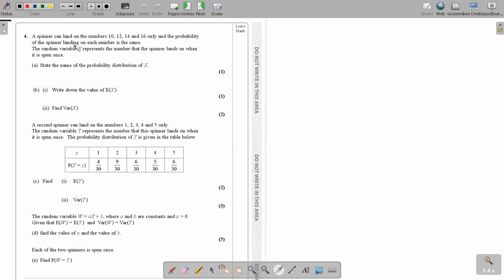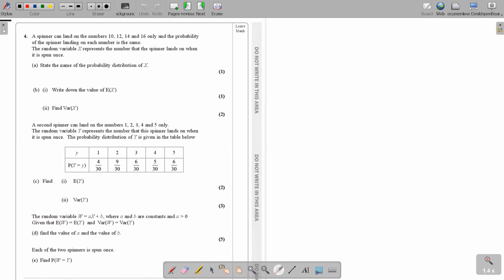Okay, question number 4. A spinner can land on the numbers 10, 12, 14, and 16 only. So there's a spinner and there are only 4 possibilities. You may get only 10, 12, 14, and 16. The probability of the spinner landing on each number is the same, which means what? It's a fair spinner and each one has a probability of how much? 1 over 4, right? Because there are only 4 sides. So each side has a probability of 1 over 4.